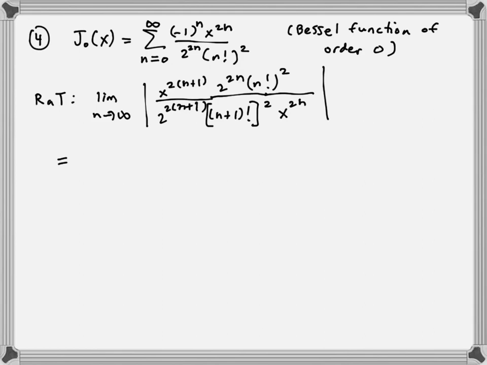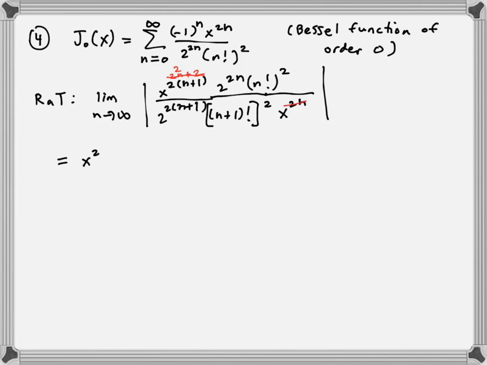the x's. You notice we have an x to the, what does this become? This becomes 2n plus 2, right? And this guy becomes 2n. So if you cancel x to the 2n with x to the 2n plus 2, we're actually left with an x squared. And that's going to come out of the absolute value. Why? Because x squared is always positive. So we don't actually need the absolute value there.